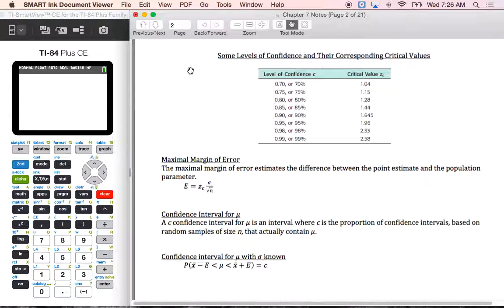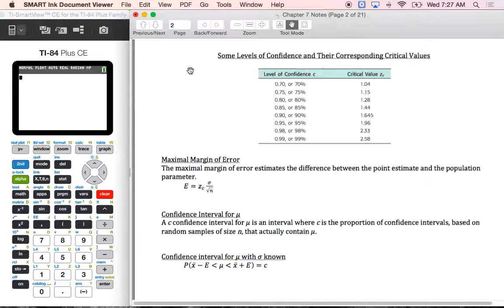Now going through these, if we know our population standard deviation, we can find our maximal margin of error. The maximum margin of error estimates the difference between the point estimate and the population parameter. This is the biggest gap you can have between that sample mean and our population mean. So E is ZC times sigma over square root of n. You first have to know what the critical value is with your level of confidence. You have to know your sigma, or your population standard deviation. You have to know n, the number in your sample.